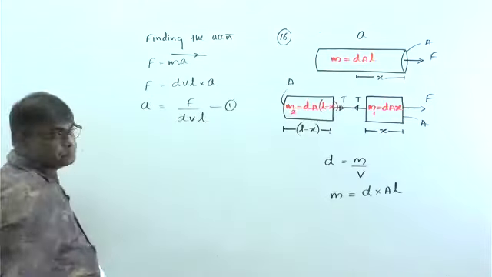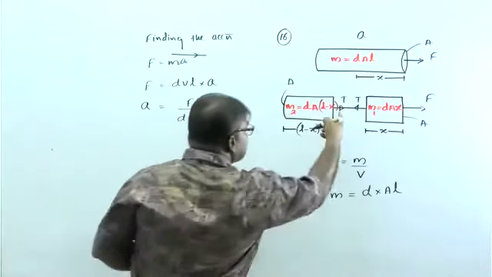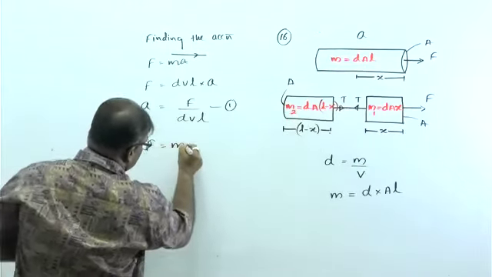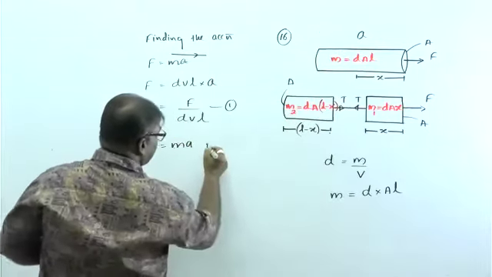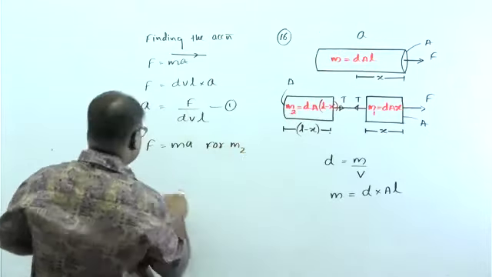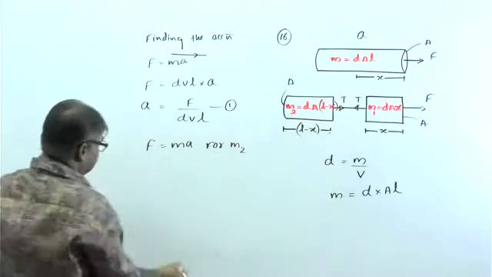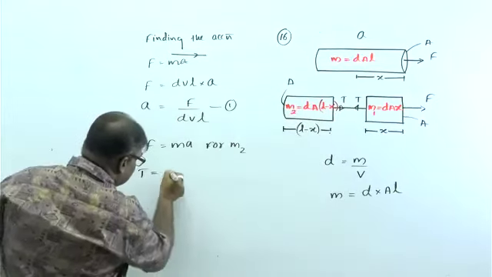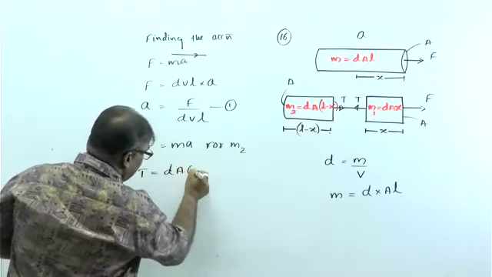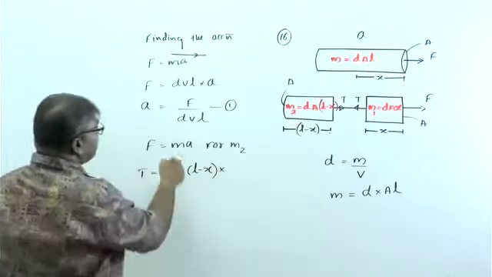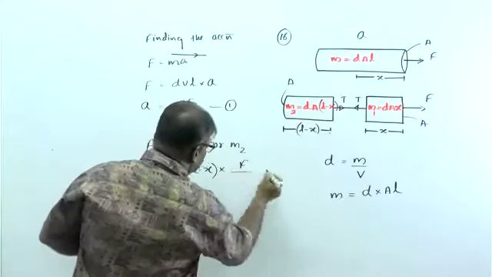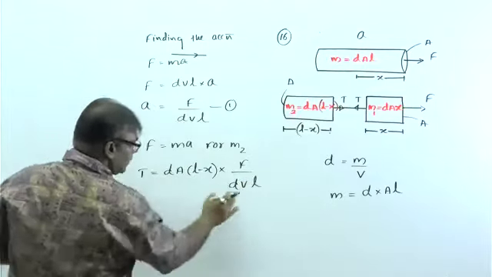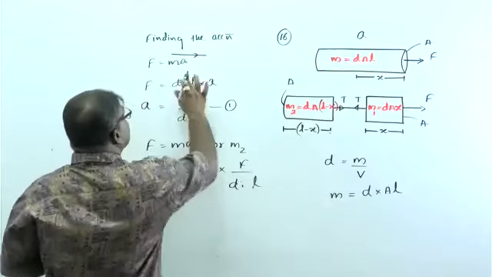Let it be the first one. Now you are asked to find this tension, right? We are going to place F equal ma for this one, for M2. F is this tension, T, equal to, mass is M2, it's dA into L minus X. Acceleration, we have found that one, F divided by dVL. Then, sorry, dAL, right? dAL.